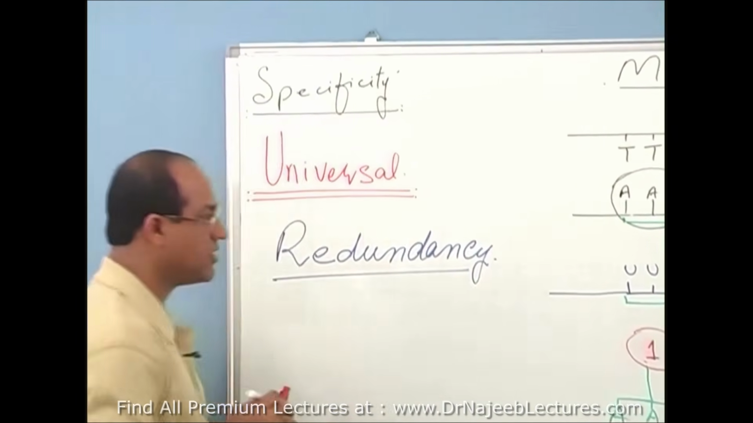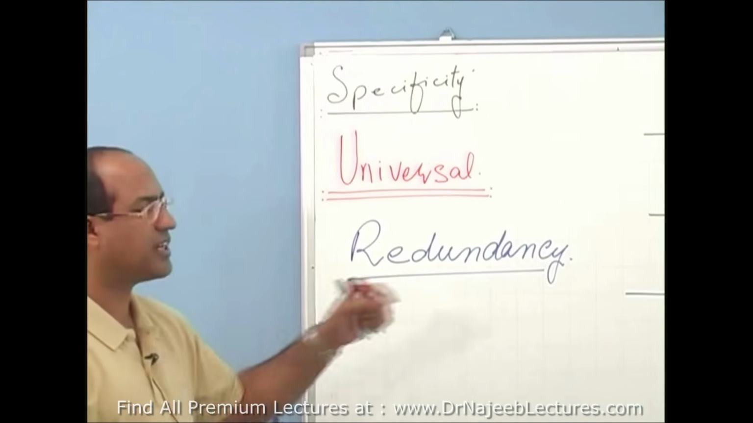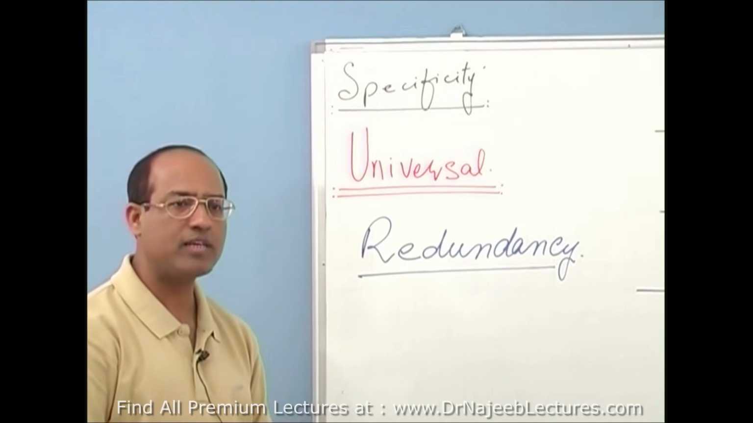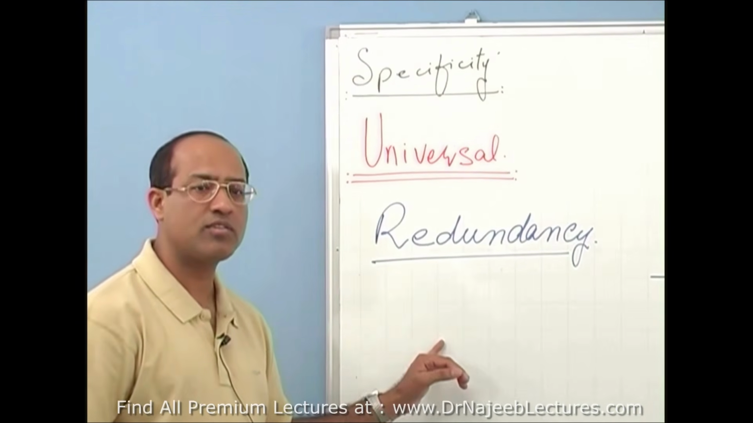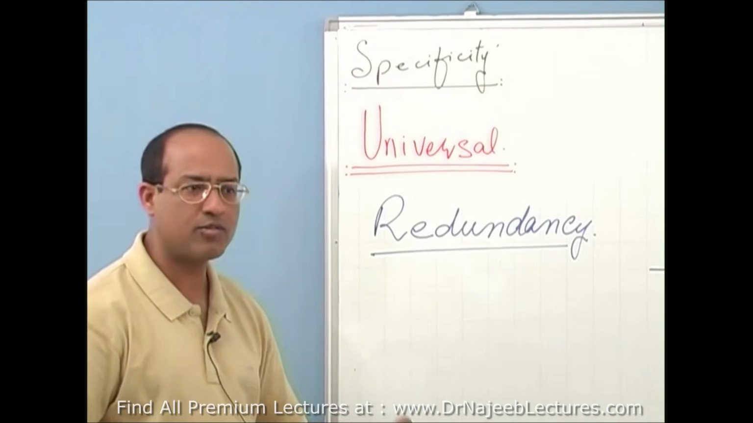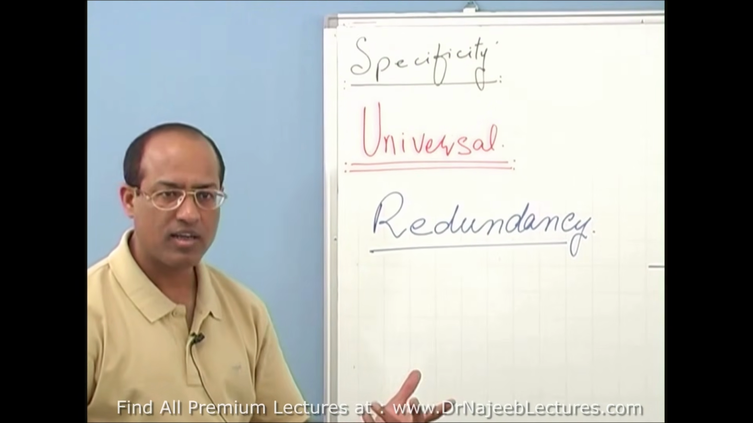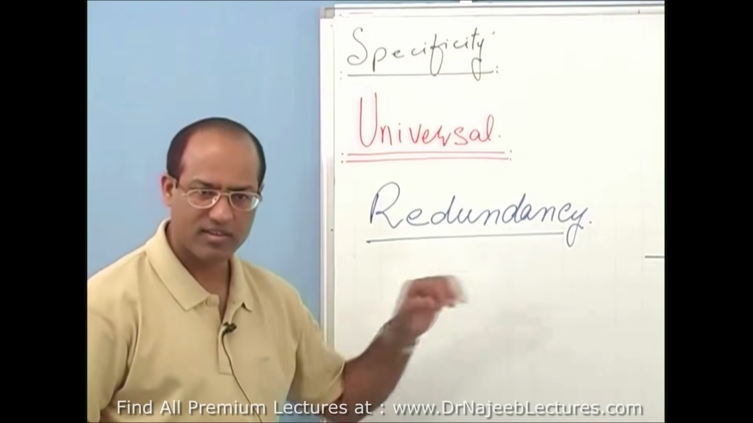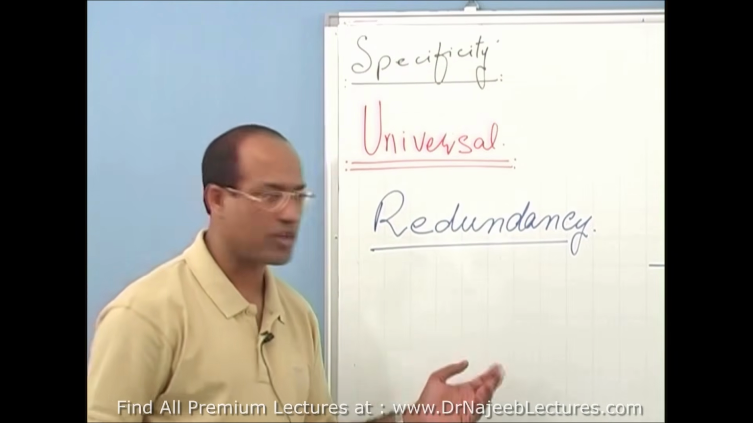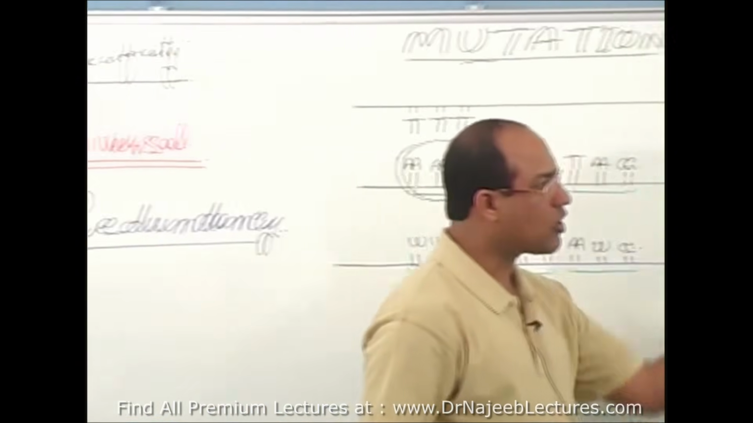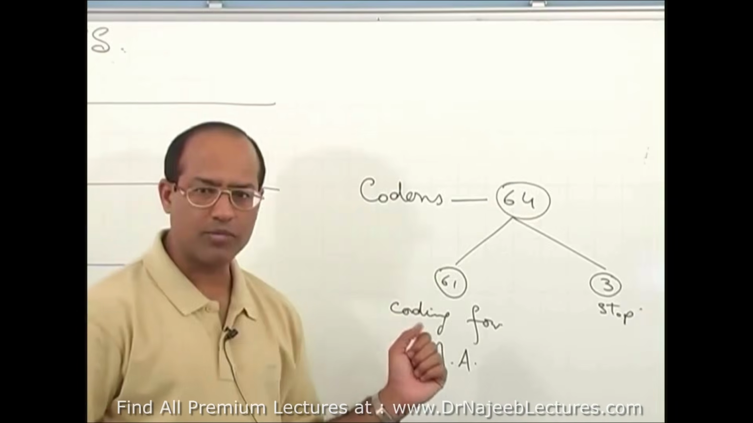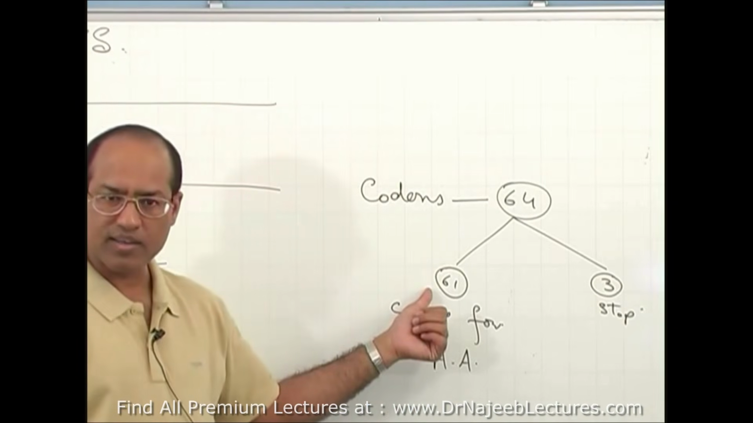Now we have to see what is our concept of redundancy. In literal meaning, it means genetic code is redundant. Redundant means it is a bit extra. It looks as if it is more than what is required. How come? Look here. The total codons which are coding for amino acids are 61.